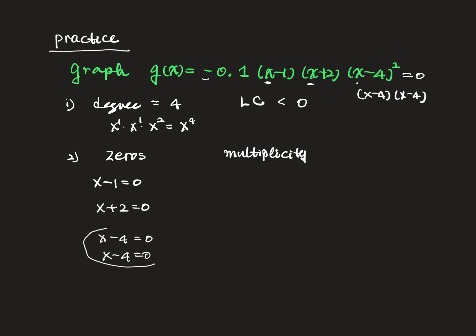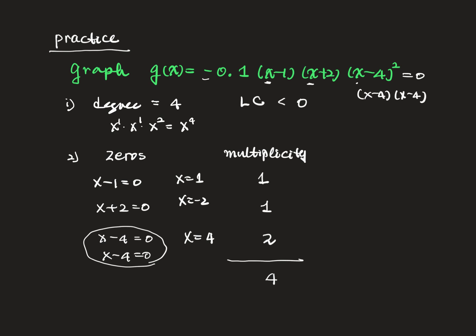So we're going to go through this one together. X equals 1, x equals negative 2, x equals 4. How many x equals 4? 2, right? That's multiplicity 2. How many x equals negative 2? 1. How many x equals 1? 1. When you find the multiplicities, you can add them all together. 1 plus 1 plus 2 makes 4. That's the degree, guys. That's another way to find the degree.